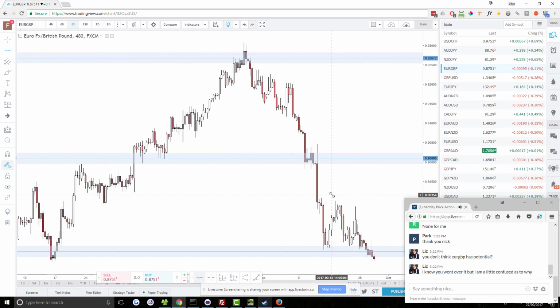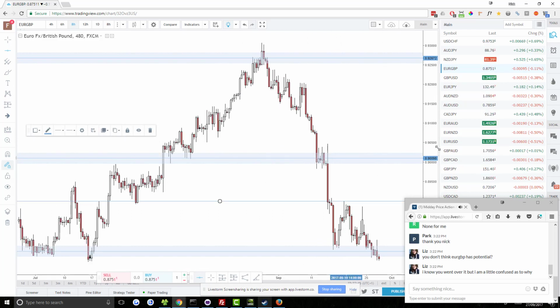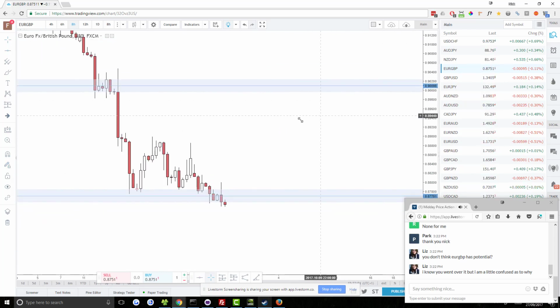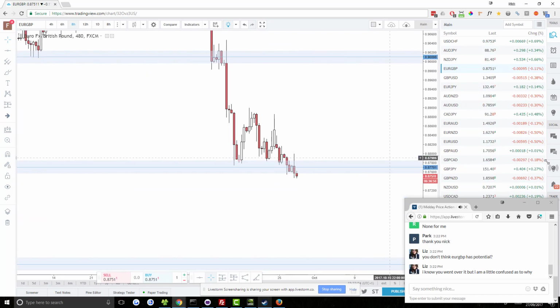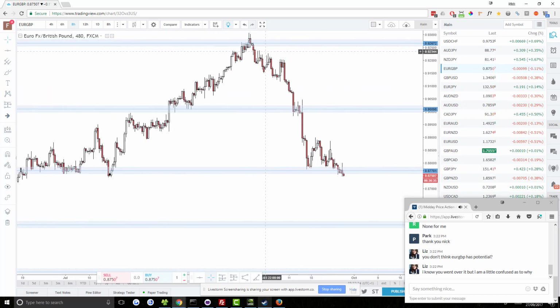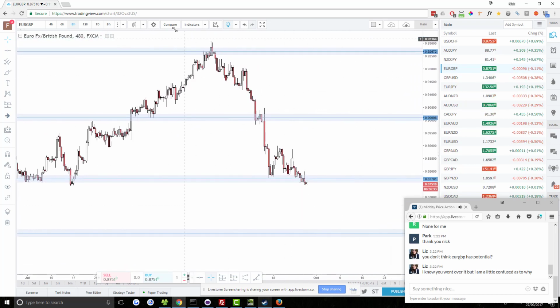I don't think Euro GBP has potential. Okay, let me clarify why I think it's too risky, personally. First of all, it's getting to the low side of the support area. So once it gets to the low side of the support area, it makes it harder to go long, because this support area might start acting as resistance. So it might push up against it and just continue down. So it's getting to the low side of the support area, which is bad. It's trending down already. So it's a downtrend. It's a bearish trend.